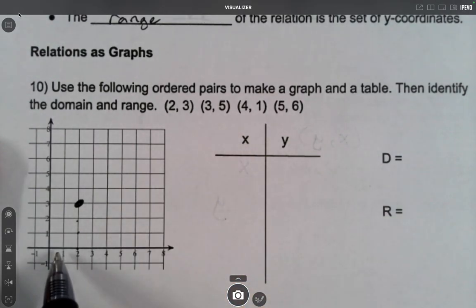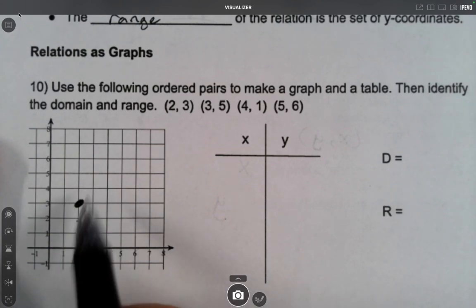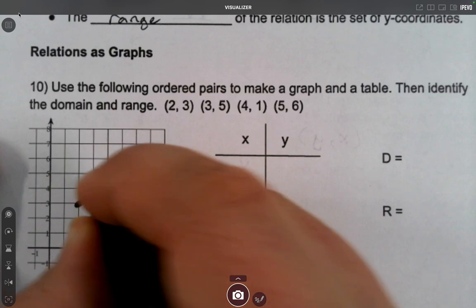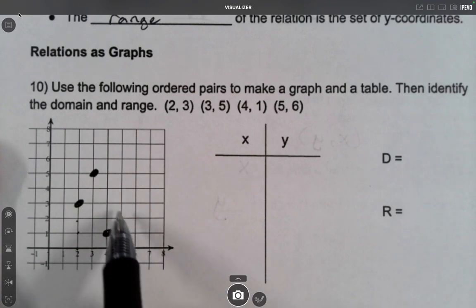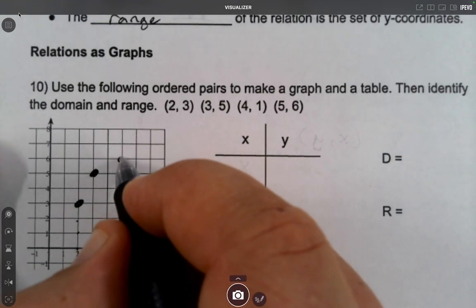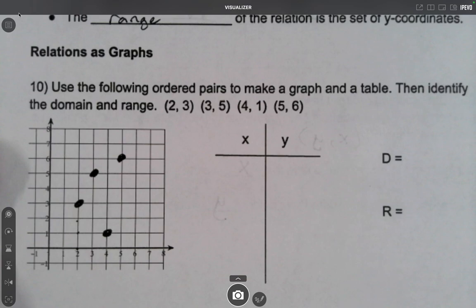So we start at the origin. We go over 3 and up 5. 4, 1. We go over 1, 2, 3, 4 and up 1. Then we have the point 5, 6. So we go over 1, 2, 3, 4, 5 and up 1, 2, 3, 4, 5, 6. So that's the graph of that relation.